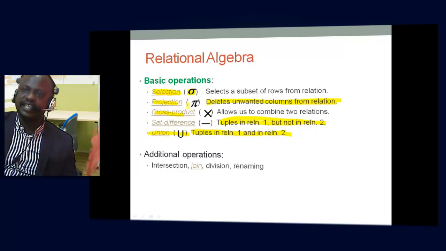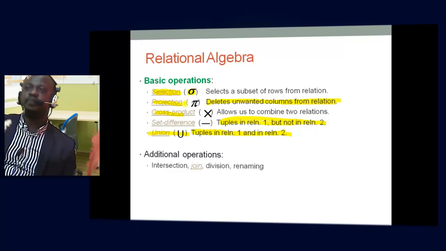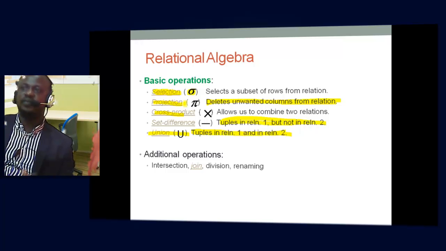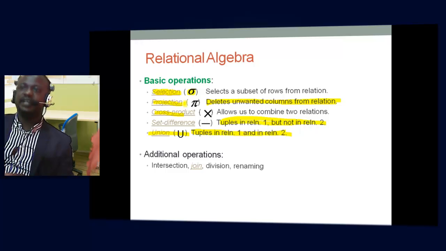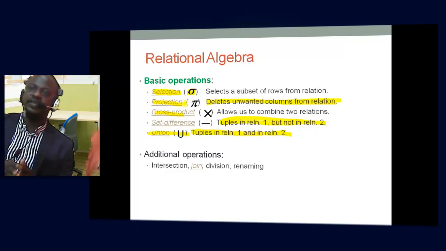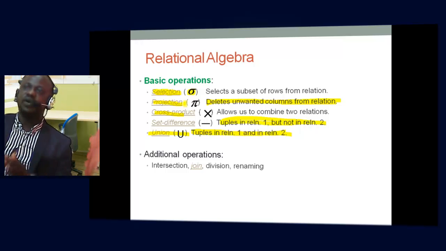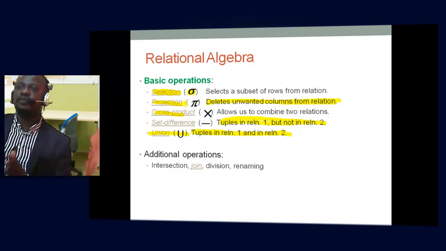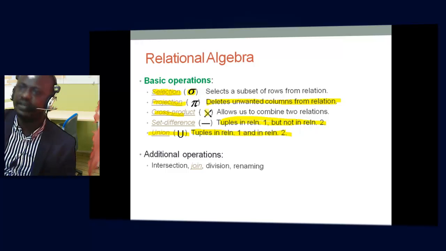Now the next item that you'll be looking at is projection. The projection is supposed to delete unwanted columns from a relation. For example, let's say you have about 5 columns for a particular table or relation, but you are only interested in, let's say, only 2. In that case, you don't need to bring all the 5 columns or fields. So you can use the projection to delete all the unwanted columns from the relation or from the table. We are going to take them one by one.